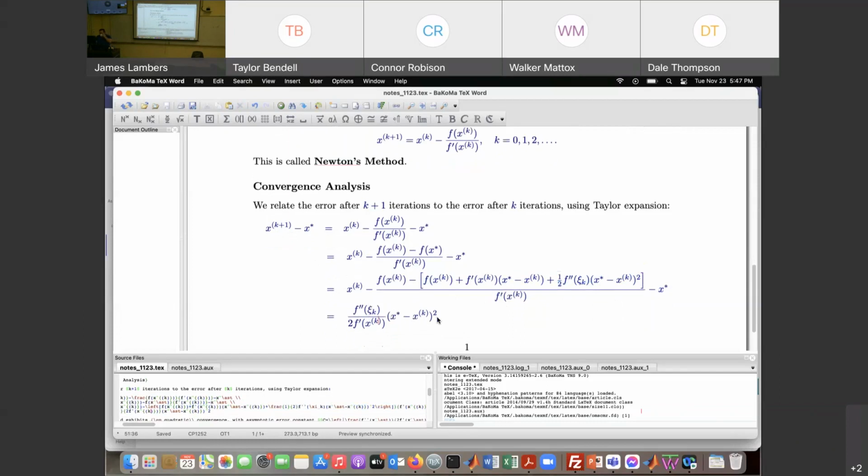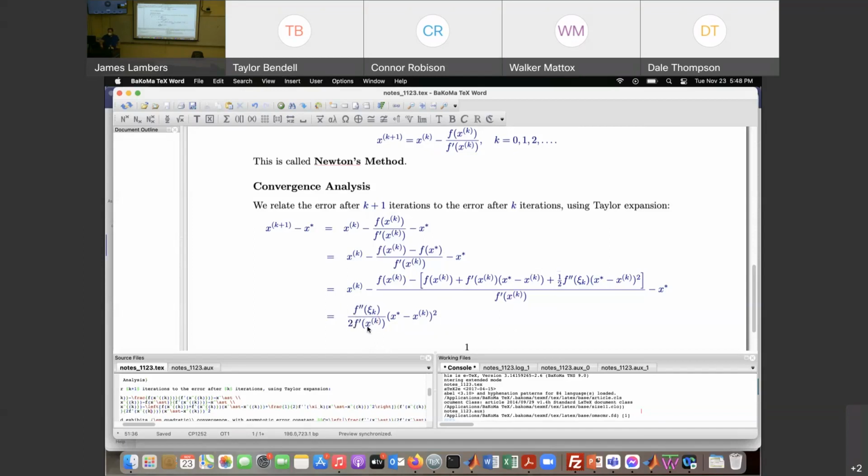So that's significantly faster than fixed point iteration is in the general case. And here we have the asymptotic error constant. At least in the limit, as k goes to infinity, it would converge to f double prime at the root over 2 times f prime at the root.